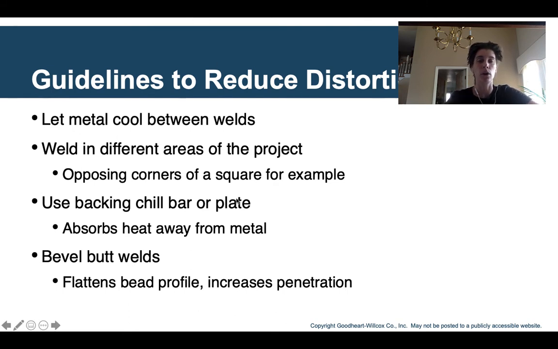A backing bar or plate, something big to clamp your material to absorb the heat and draw the heat away. Beveling butt welds: we talked a little bit about beveling last week. Because we have such thin material, you don't have to, but that can be a way to reduce distortion because it flattens the bead profile, doesn't pile up on top, has more penetration, and spreads that heat out a little bit more.